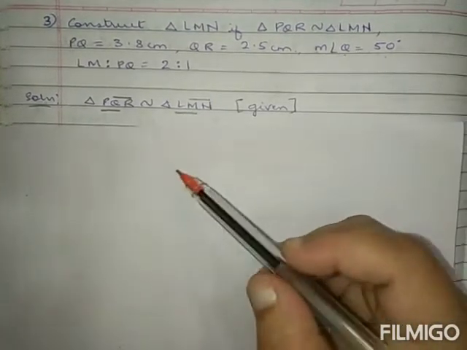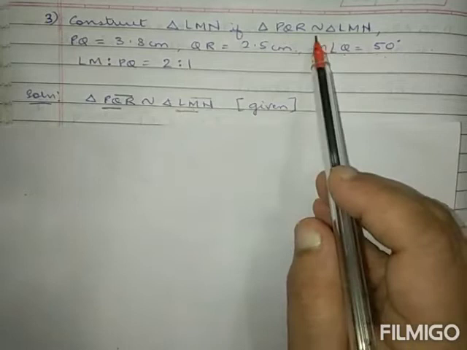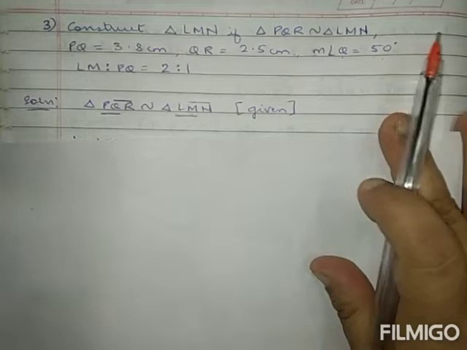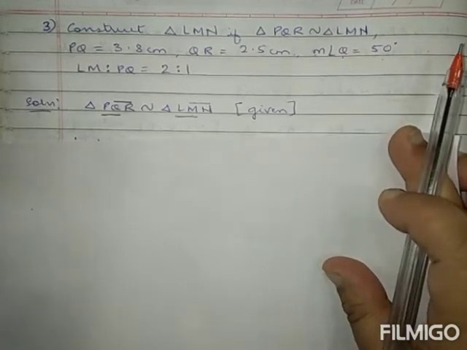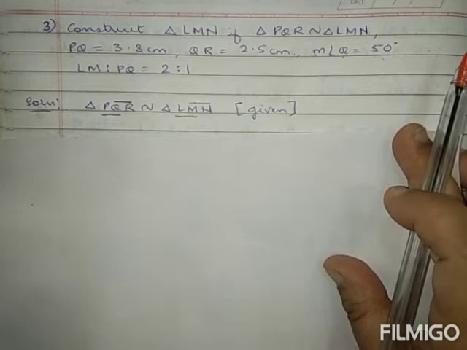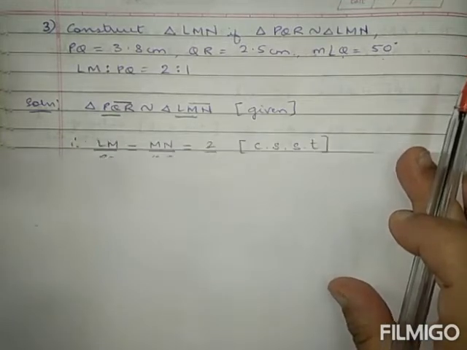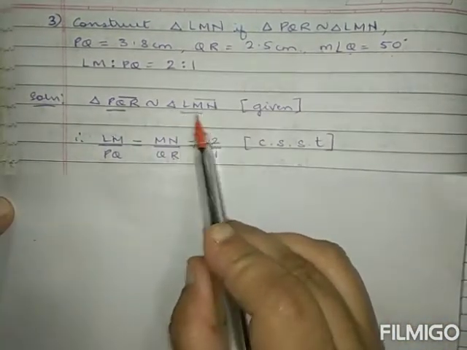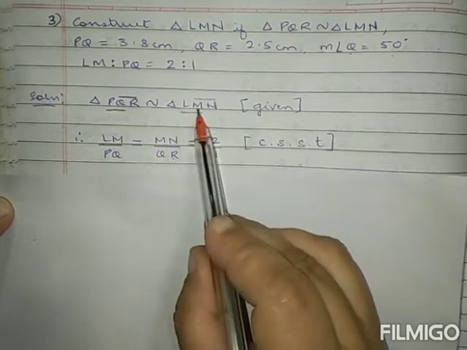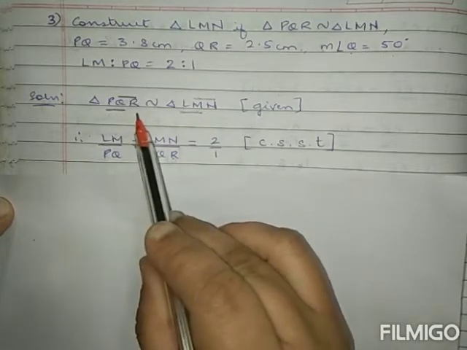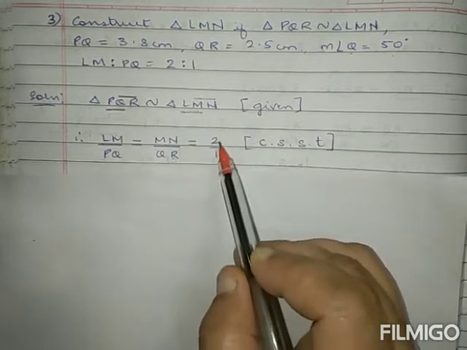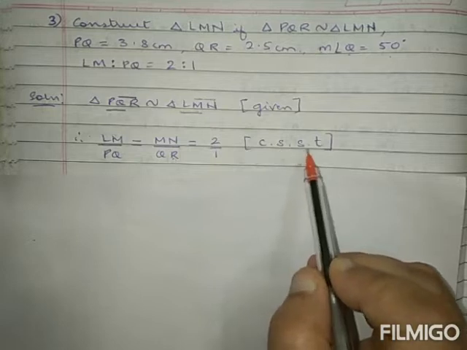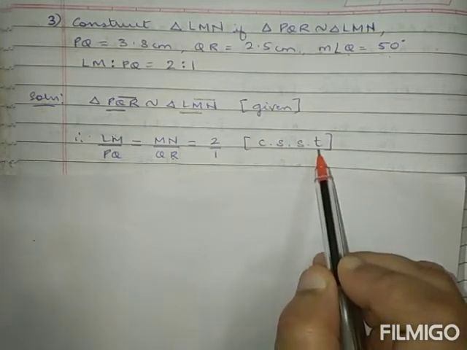As you know, earlier we began with triangle PQR similar to triangle LMN, which is given to us. Now because the triangles are similar, what do you know about their sides? That the corresponding sides bear a constant ratio. So LM upon PQ equals MN upon QR, which is equal to 2 upon 1. Reason? CSST, corresponding sides of similar triangles.